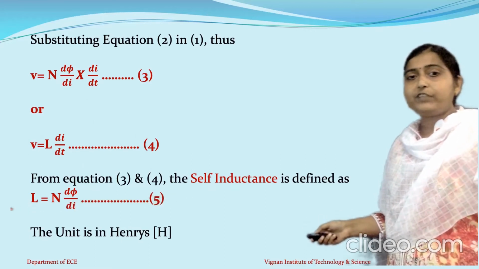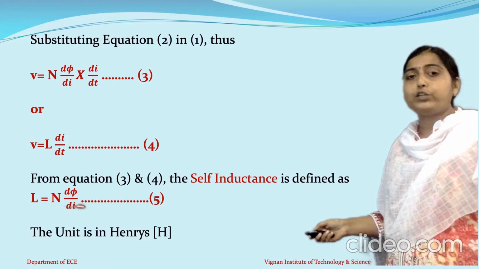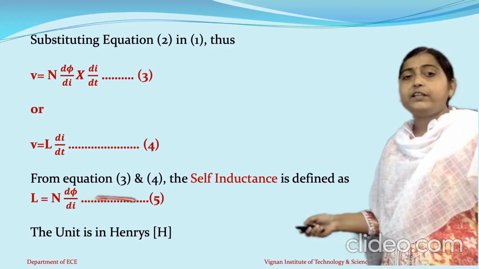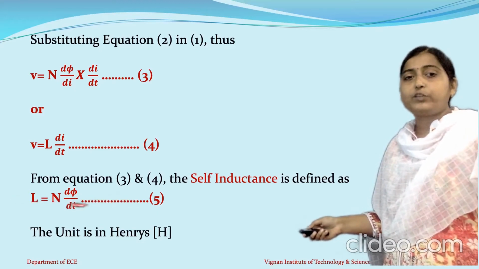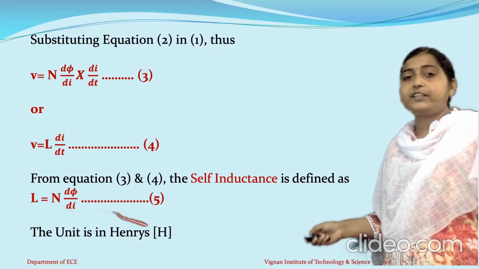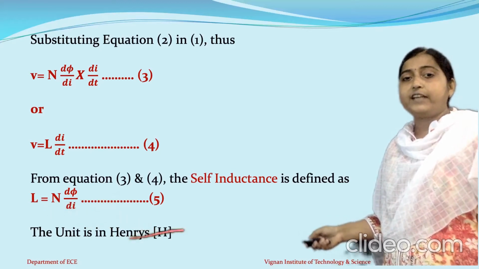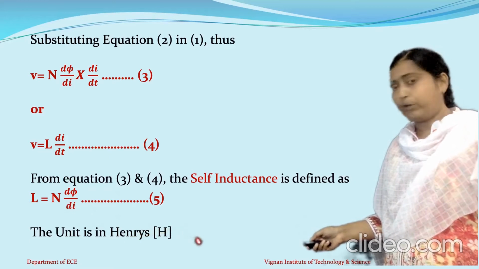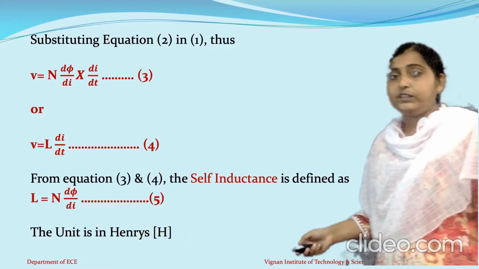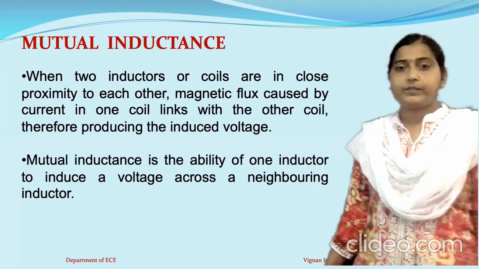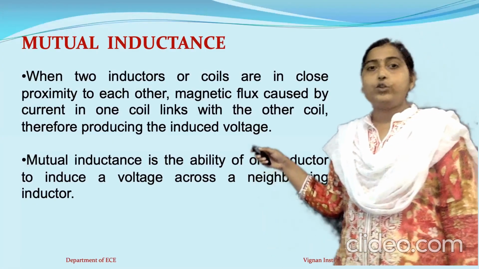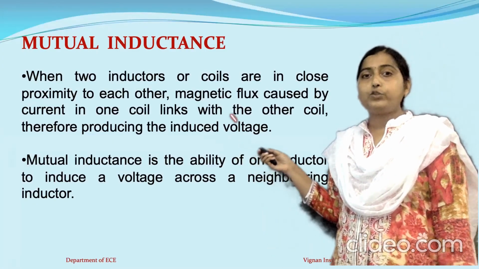So what is self-inductance now? Self-inductance is proportional to the number of turns in the coil and the rate of change of flux with respect to current. Hence, the unit of self-inductance is Henrys, and it is represented with the symbol H. Right? So this is known as self-inductance. Now let us continue with the magnetic mutual inductance.